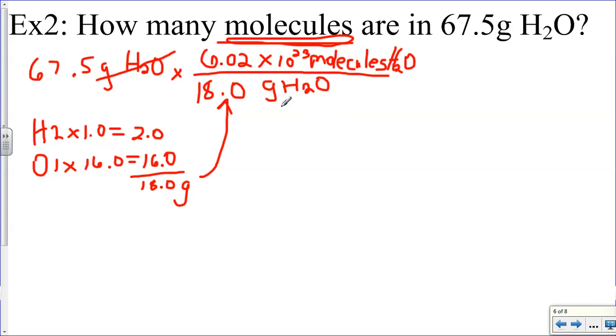The gram units of water cancel with the gram units of water. I'm left with molecules of water as the unit and substance that I have to solve for. So you're going to take 67.5 times 6.02 times 10 to the 23rd power. Then you're going to divide by 18. So it might be helpful to take the 67.5 times 6.02 times 10 to the 23rd power, hit the equal sign, and then divide by 18.